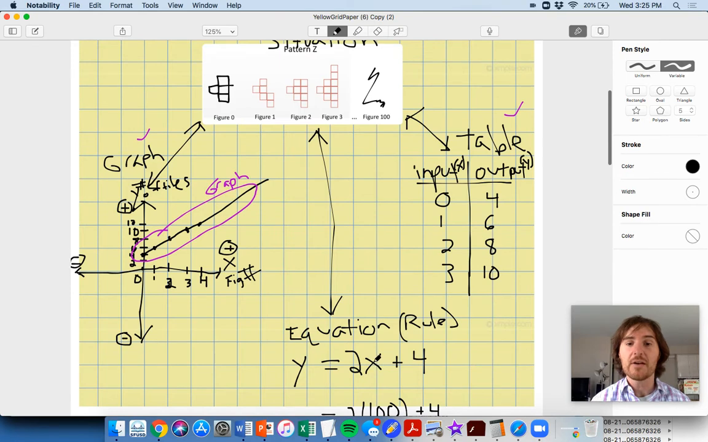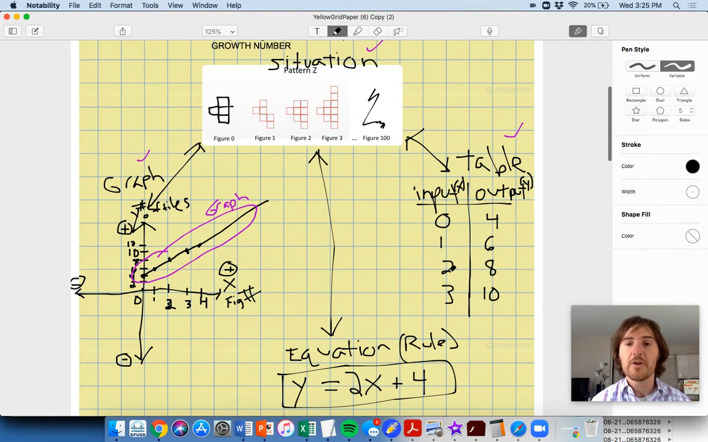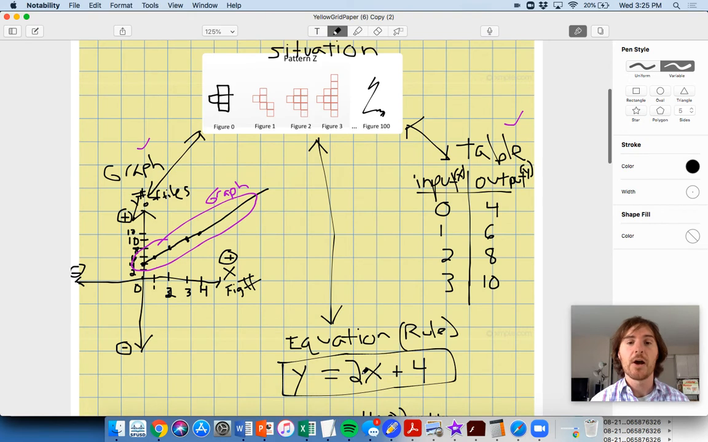And we can double check that our equation is correct here, okay? So this is our equation. We're good to go here. Double check that it's correct, because when our figure number is 2, we should get 8 here. So figure number is 2. So 2 times 2 is 4 plus 4 is 8. And we're good to go, okay?